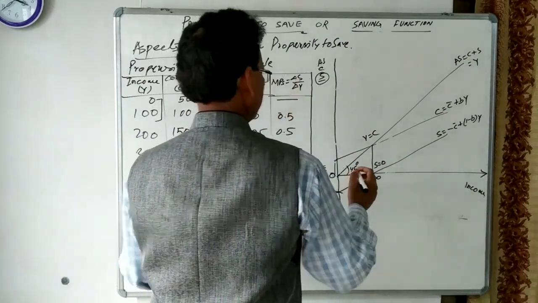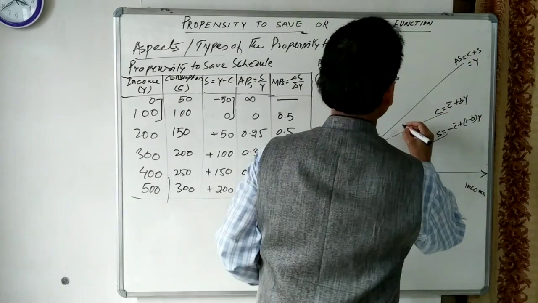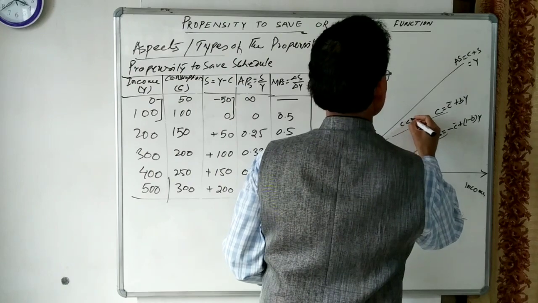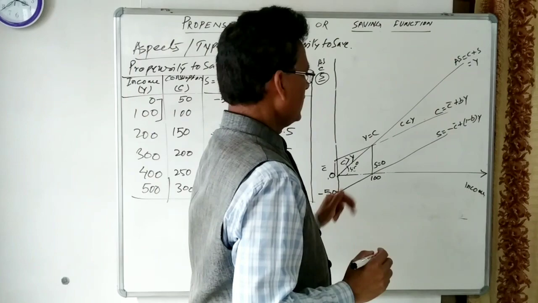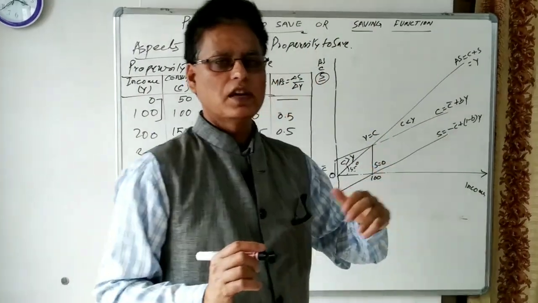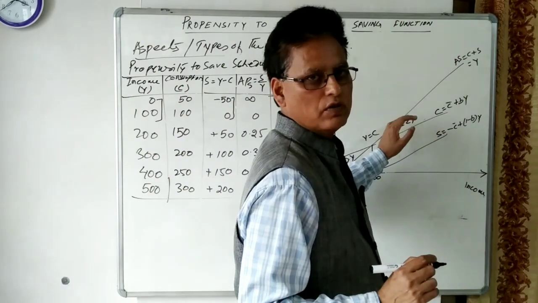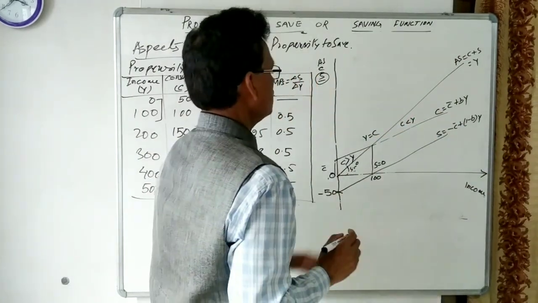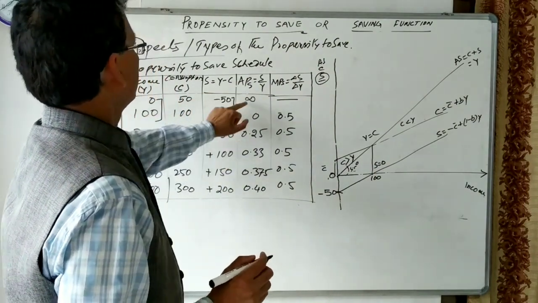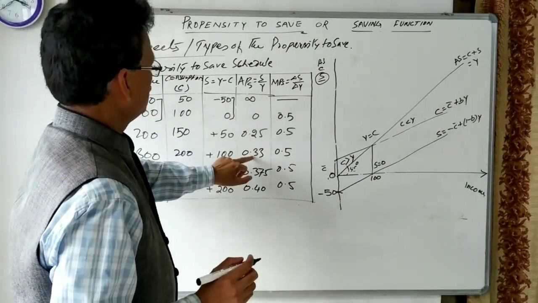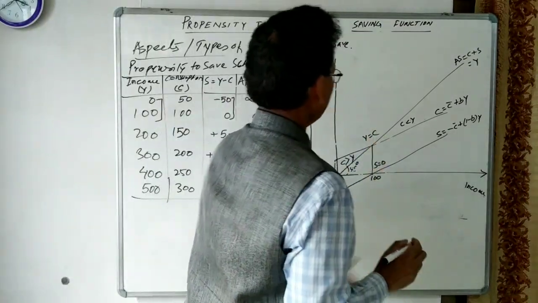Before this point, on the left side, consumption is greater than income. After this point, consumption is less than the level of income. This shows that when income increases, consumption will also increase. But when you see the average, the ratio of consumption and income will go on falling. But the ratio of APS goes on increasing: 0, 0.25, 0.33, 0.375, 0.40, it will go on increasing.